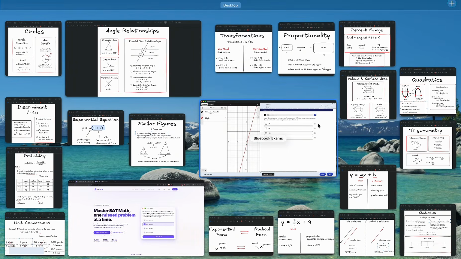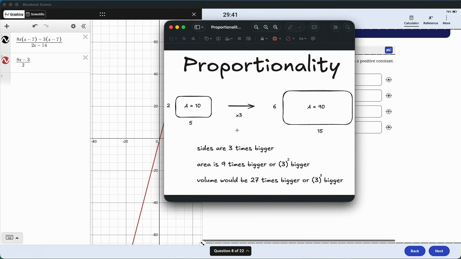But a better way to do this, and you're going to see these questions, is understanding proportionality. If you know, for instance, the sides are 3 times bigger, the area ends up being 9 times bigger. Why 9? Well, area is units squared, and if it's 3 times bigger, it's like 3 squared bigger. And if it was a question about volume, it would be like 3 cubed bigger.